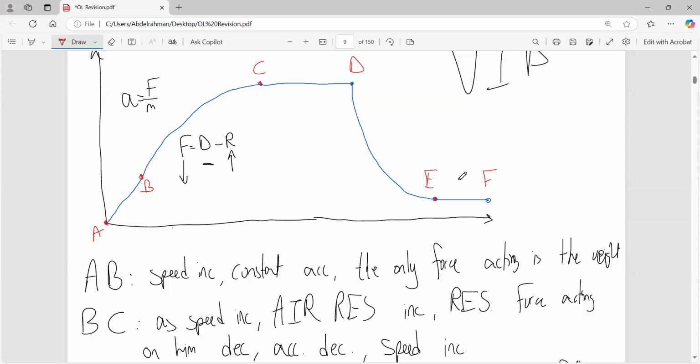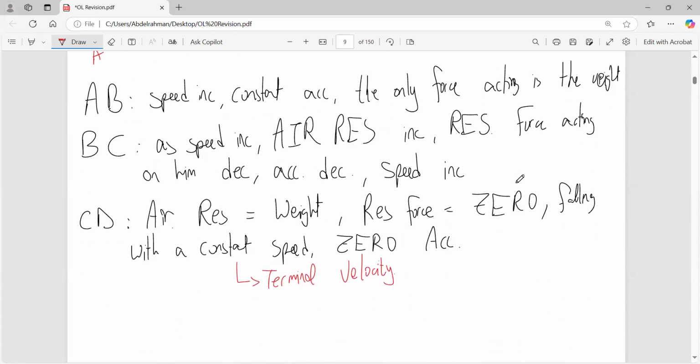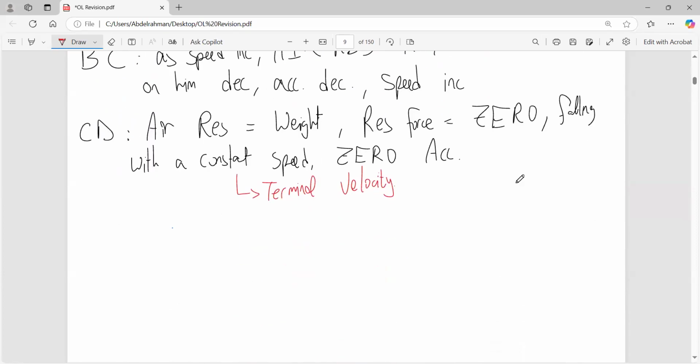What does he do at D? He opens his parachute. When he opens the parachute, the surface area increases. And as the surface area increases, what happens to the air resistance? The air resistance increases. So starting at D, he opens his parachute.